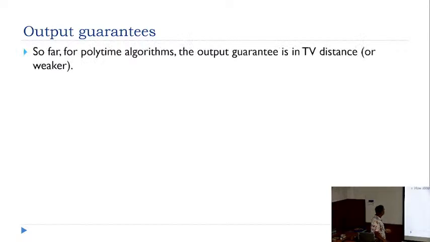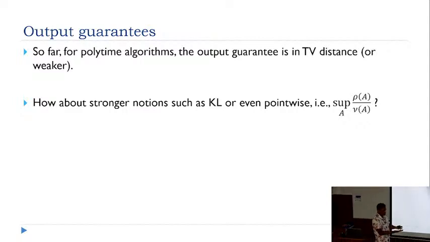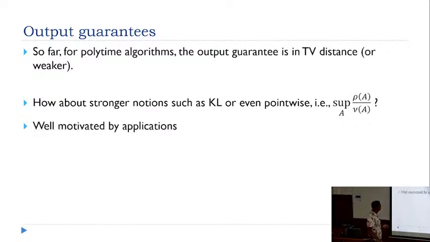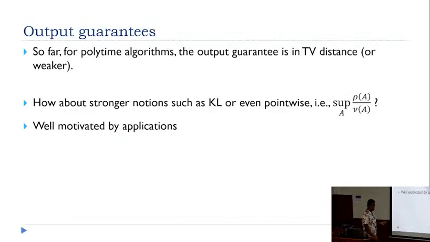So everything has been in TV distance. How about stronger notions such as KL, which do show up there naturally, or even stronger, pointwise, where I want the ratio between the target distribution and the distribution I come up with to be small everywhere, rather than just over there? That would be the strongest one. This is well motivated by applications, in particular by differential privacy, where they really need these stronger guarantees.